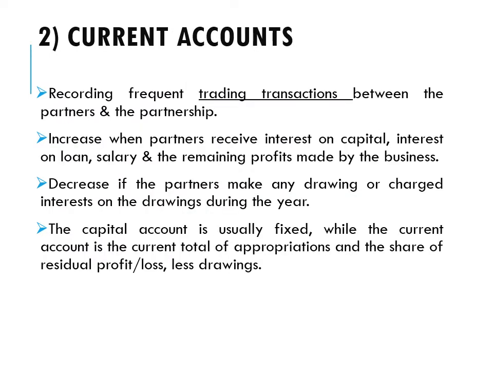The current account is a type of equity account. This account is used to record frequent transactions between the partners and the partnership. It is unlike the capital account because the capital account is usually fixed, while the current account is the current total of appropriations and the share of residual profit or loss less drawings. So the current account increases when partners receive interest on capital, interest on loans, salary, and the remaining profits made by the business. The account decreases if the partners make any drawings or are charged interest on the drawings during the year.